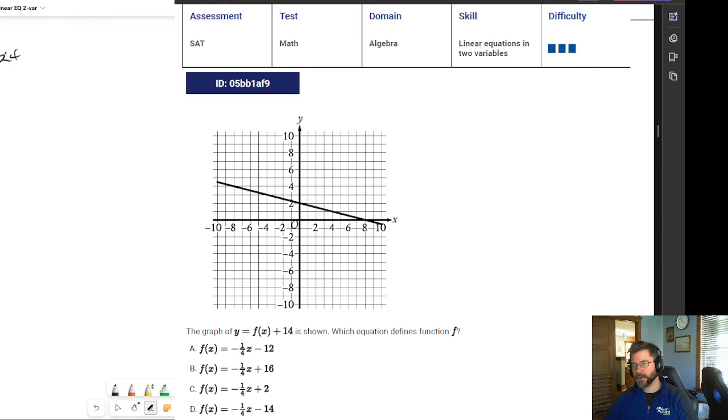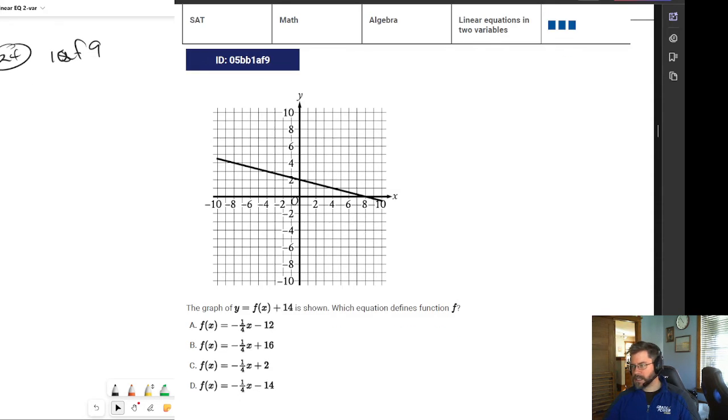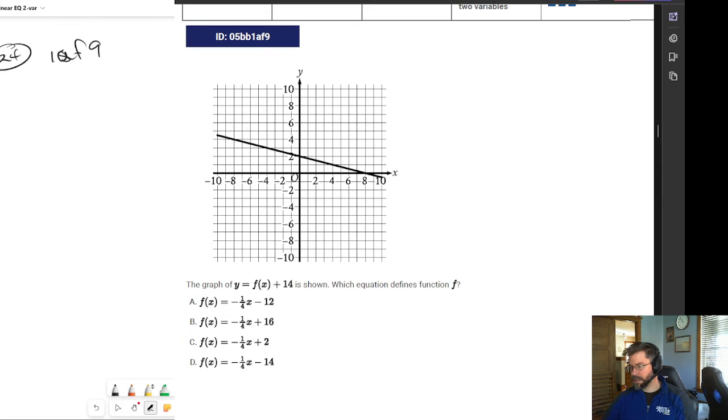Question 24 in this series. They've given us a graph, and they just want the linear function, but notice here that they shift it by 14. So think about what that shift is going to do to the graph. If you recall, if we are adding outside the parentheses of the f of x function, f of x close parentheses plus 14, that's going to be a vertical shift up.